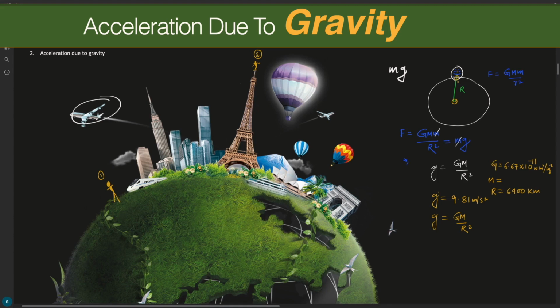So now if you are moving over the Eiffel Tower, you went to the top of the Eiffel Tower, now what will happen? The value of g will increase, decrease, or remain the same? Okay, so let's find out.